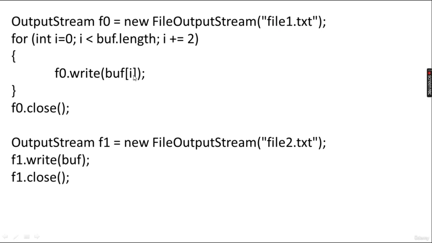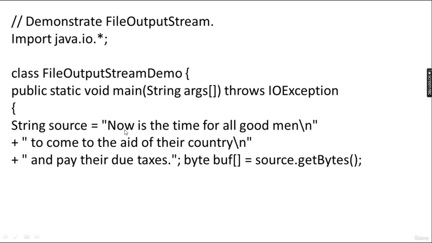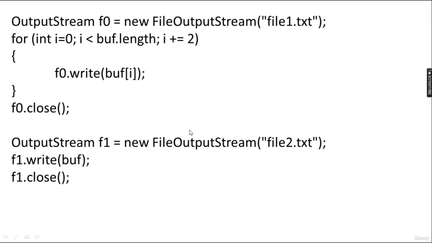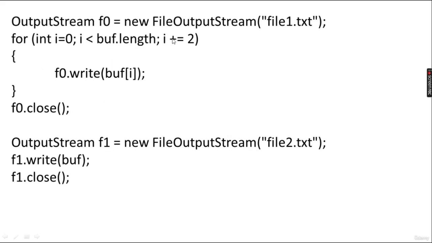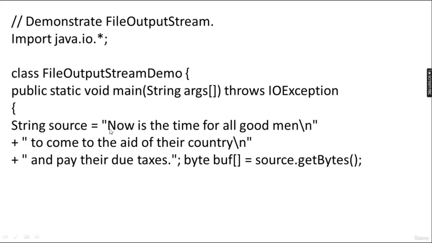Buffer of i: whatever is at those indexes, I am writing. First N, then in the next iteration, W and space, then I, S, then space and T and so on. Likewise we are taking two indexes. Every other byte means we are incrementing by 2. So N will be there, O will not be there, W will be there, space will not be there, I will be there, S will not be there.